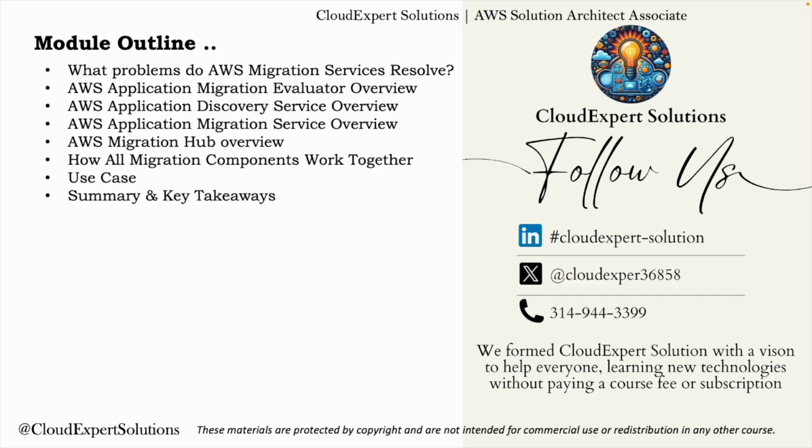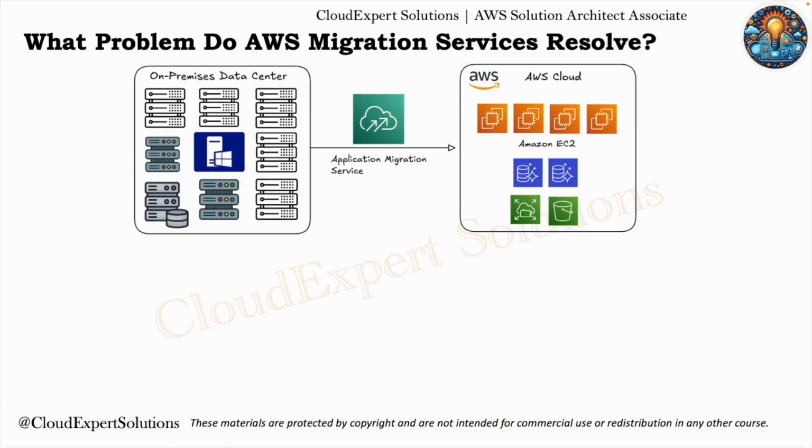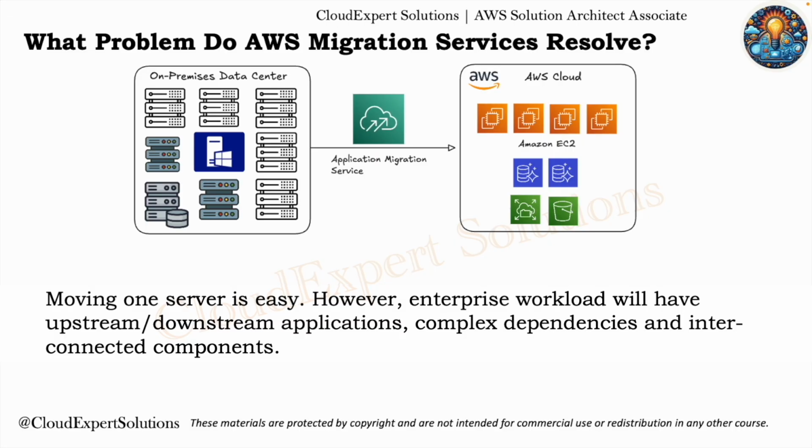Let's jump in. Let's review the core challenge every organization faces when migrating applications or services from an on-premise data center to AWS. Because moving one server is easy, however, enterprise workloads will have upstream or downstream applications, complex dependencies, and interconnected components. When you need to move hundreds of interrelated services with complex dependencies, that's a headache.